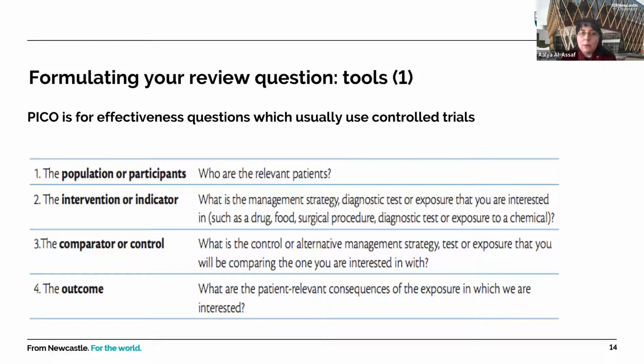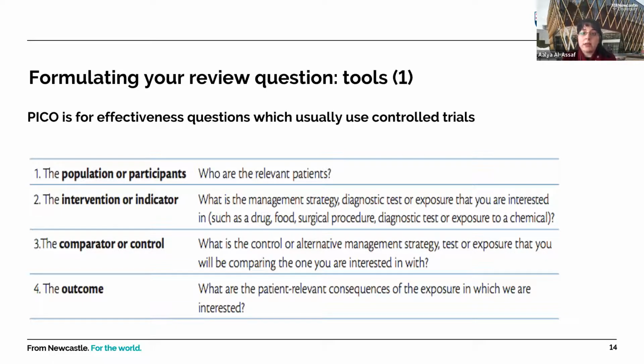And C for the comparator or control group. What are the alternatives that you are comparing the intervention you are studying or the exposure you are studying with? And O for the outcome. What are the consequences? What are the results, the outcome measures you are studying? So these elements help you to break down the information and try to formulate your research question.